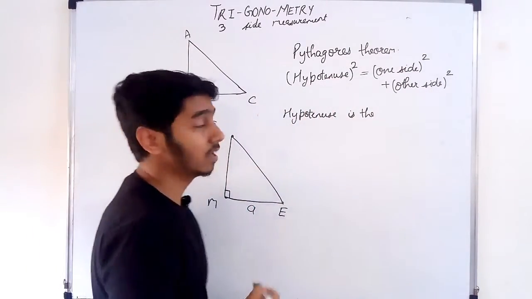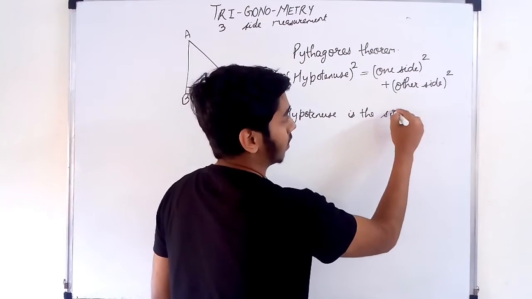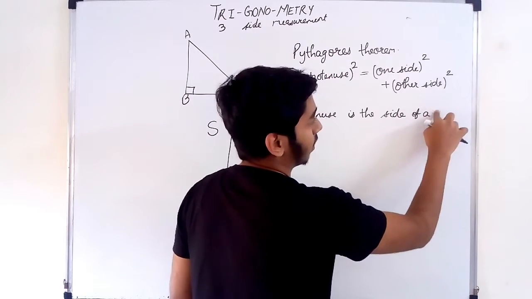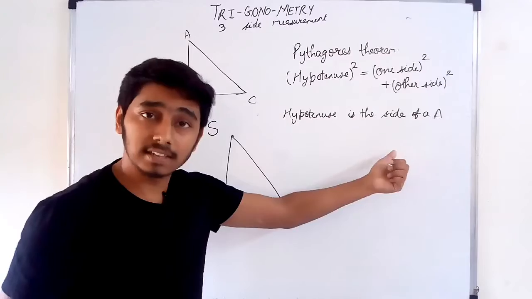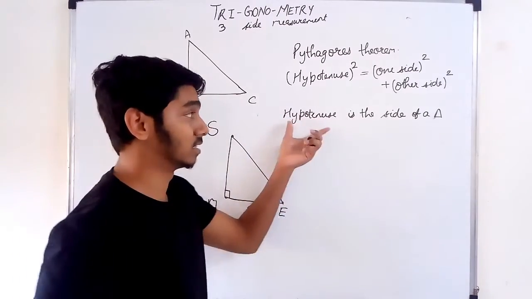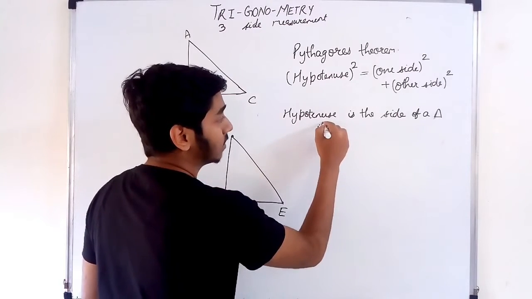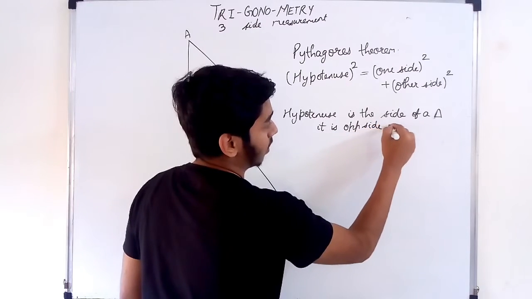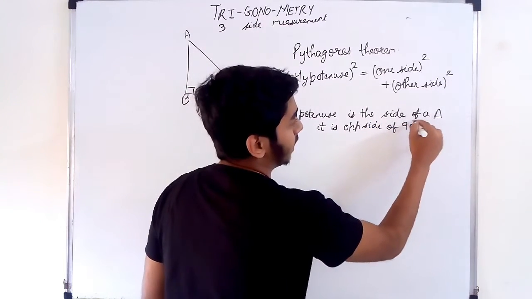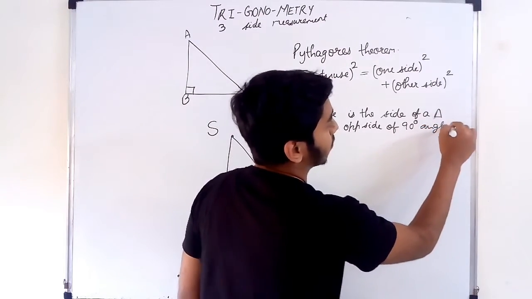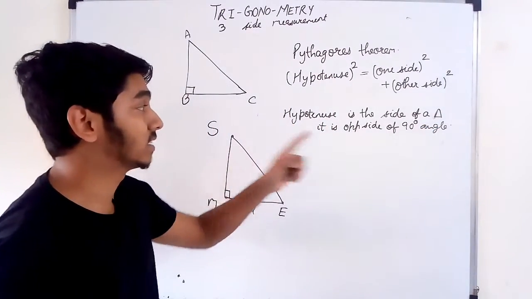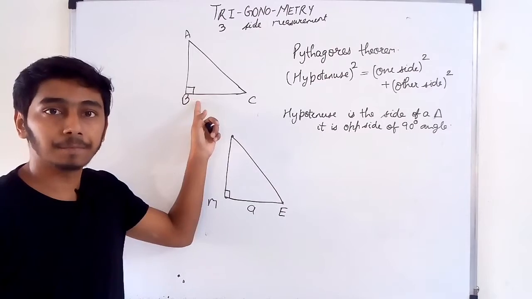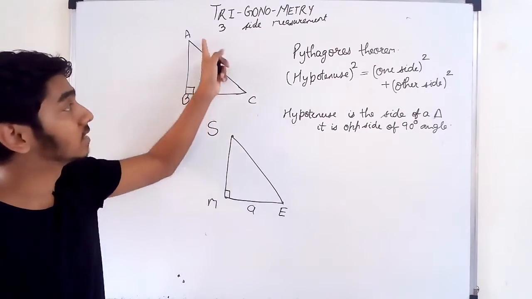Let's understand what is hypotenuse. So hypotenuse is the side of a triangle. It is a side of a triangle itself, but what is its characteristic? That it is the opposite side of the 90 degree angle. Now what do you understand by opposite side of 90 degree? So if you see, this represents 90 degree. Now the side opposite to 90 degree is this side.